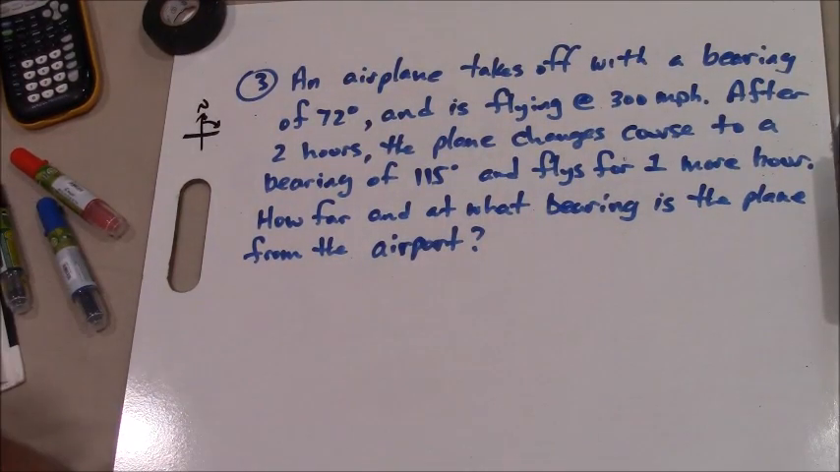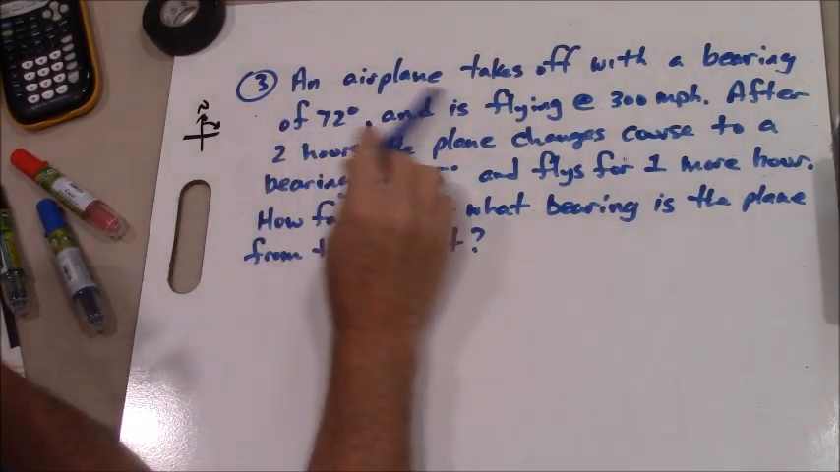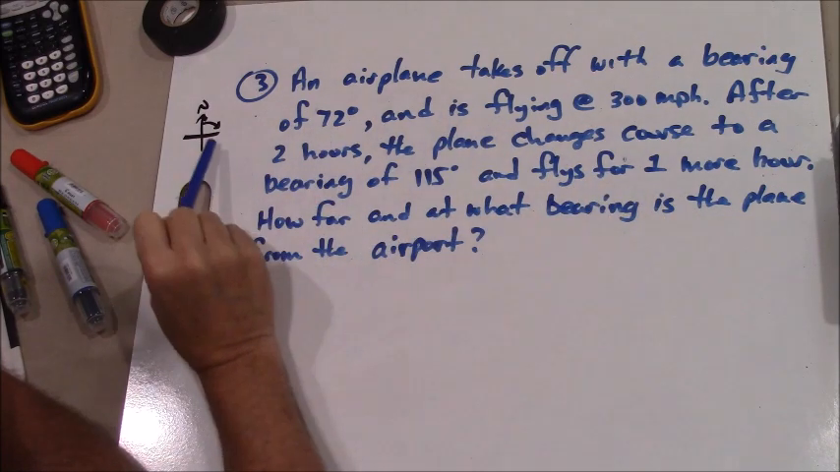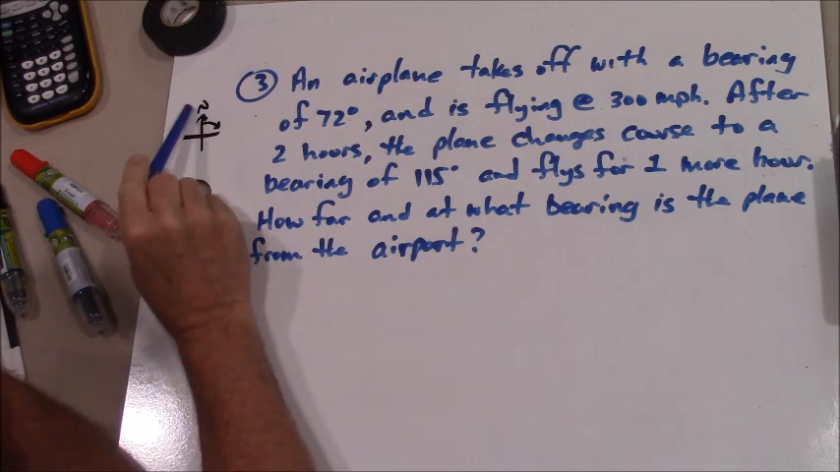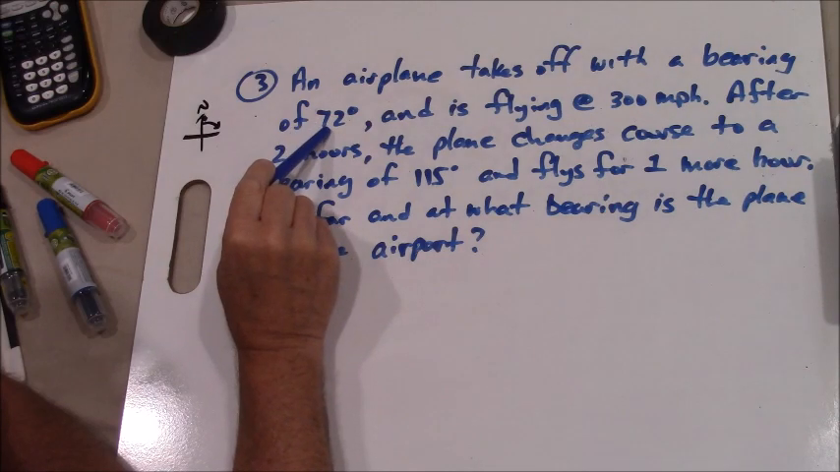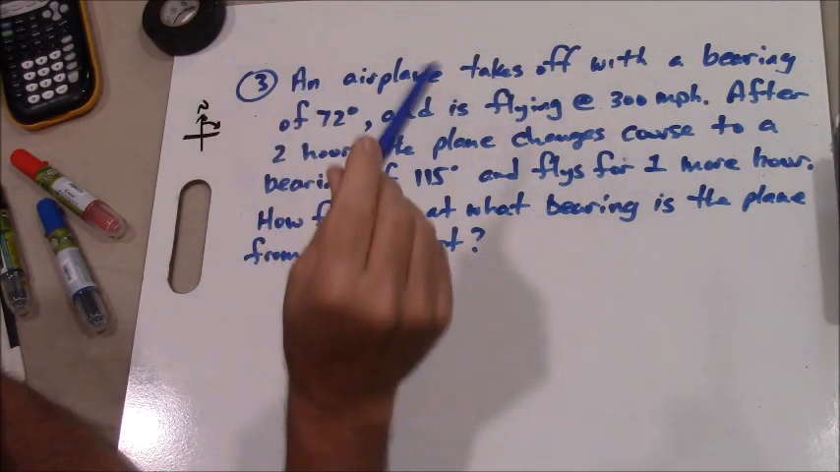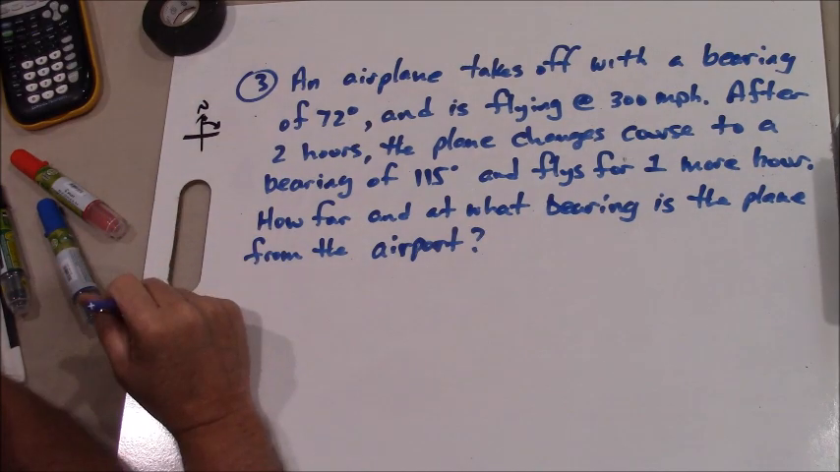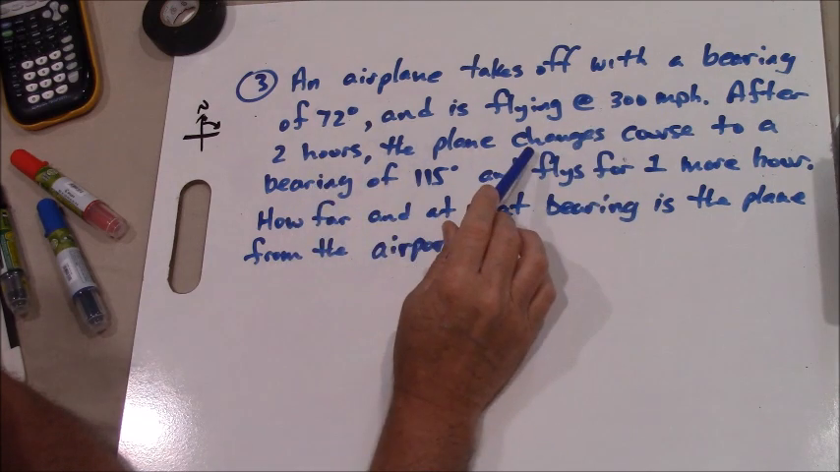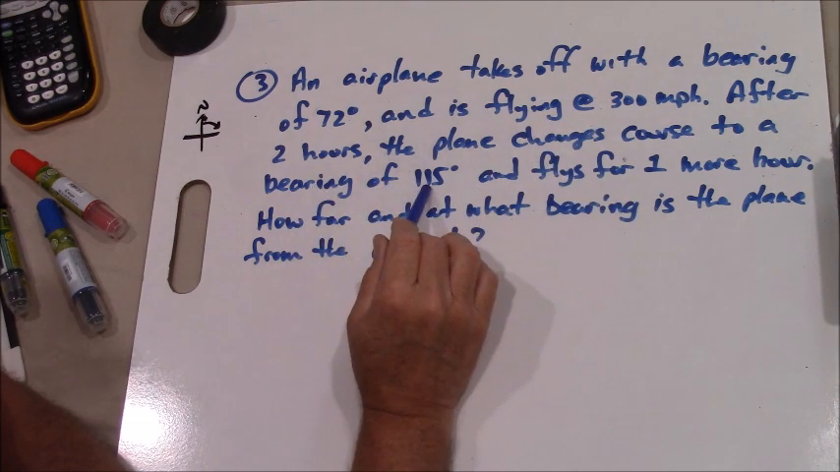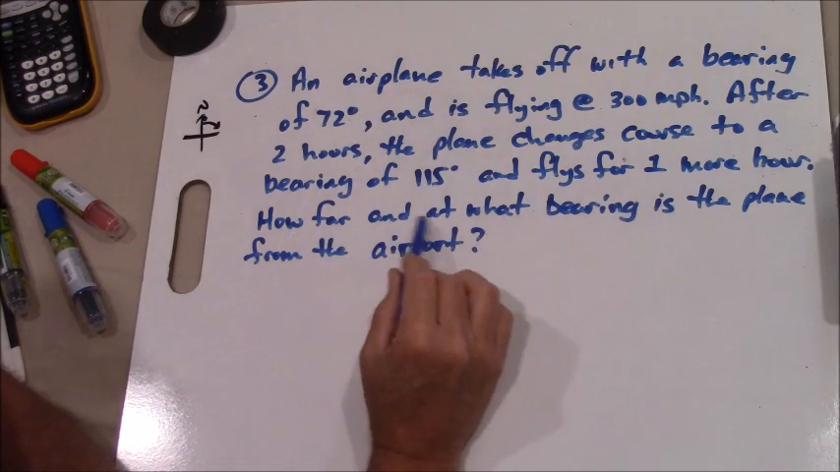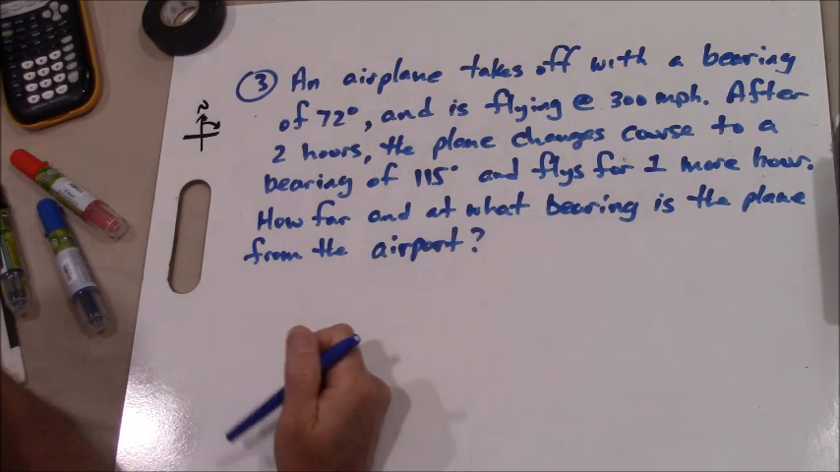All right, so let's try this one. An airplane takes off with a bearing of 72 degrees. So remember, airplanes always start at north and then rotate counterclockwise however many degrees that is. Ships do the north so many degrees, east or west or whatever. And it's flying at 300 miles per hour. After 2 hours, the plane changes course to a bearing of 115 degrees and flies for 1 more hour. How far and at what bearing is the plane from the airport?